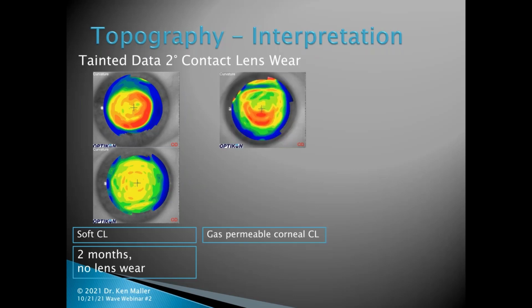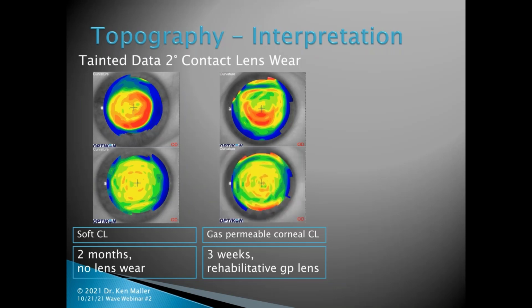GPs, we certainly know GPs can warp the corneas considerably out of shape. However, this particular very warped cornea that looks almost like a keratoconic was just from a poorly fitting GP lens. I put her into a rehabilitative GP lens. She came in 3 weeks later, and her cornea looked much more normal, and I designed the lens up from that. That was a final lens.